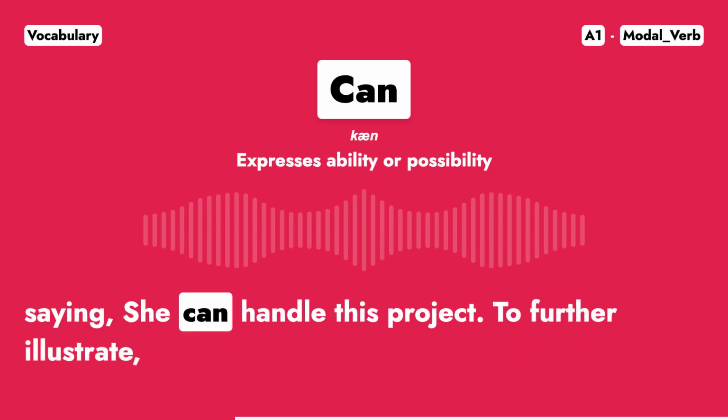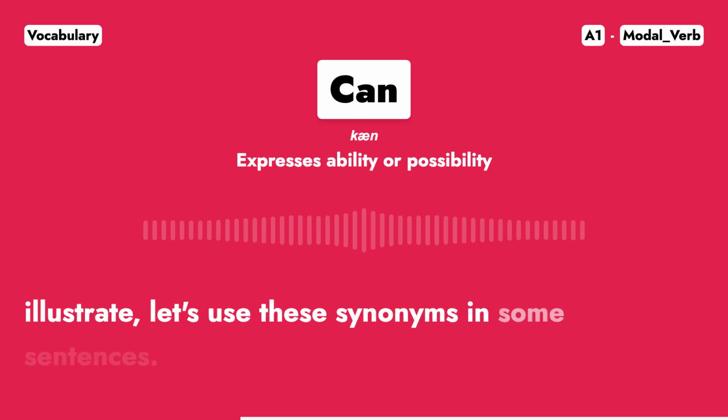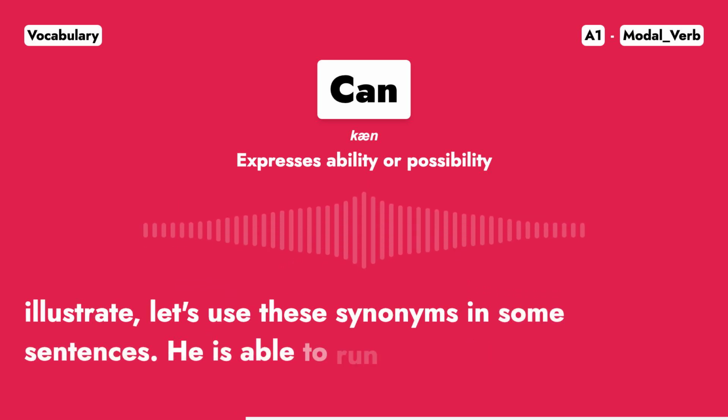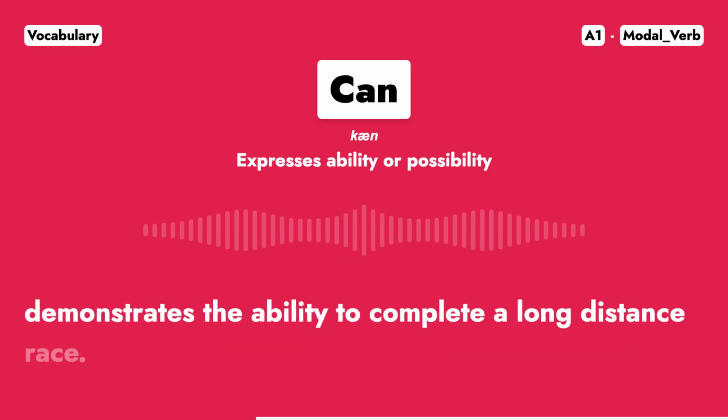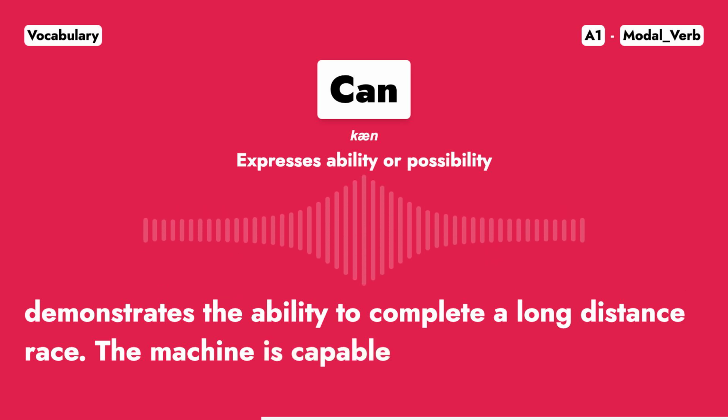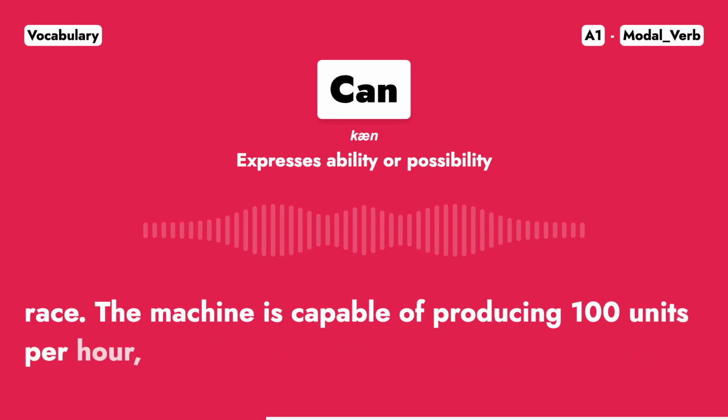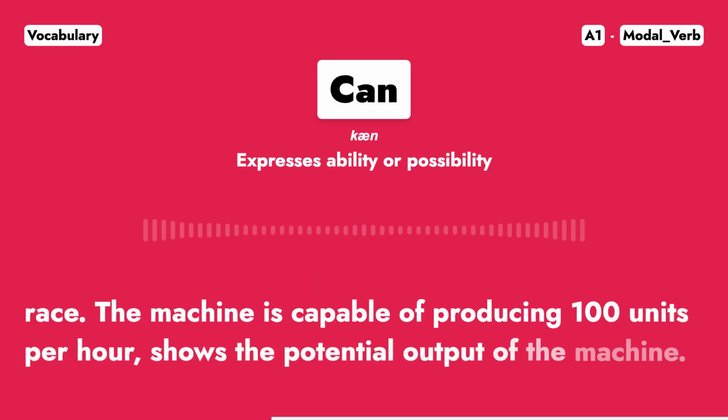To further illustrate, let's use these synonyms in some sentences. "He is able to run a marathon" demonstrates the ability to complete a long-distance race. "The machine is capable of producing 100 units per hour" shows the potential output of the machine.